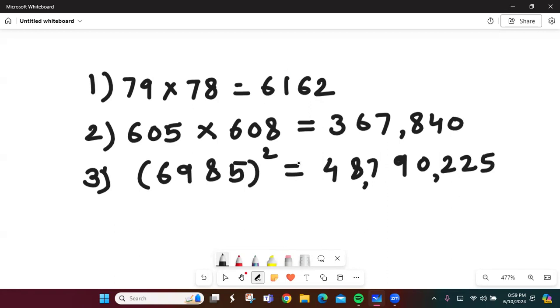48,790,225. So in the first case, take the non-standard base, obviously 80. In the second case, just to verify this particular method, instead of taking 600 as the non-standard base, take 610 as the non-standard base. And in the third case, take the non-standard base 7,000, and just check these products.